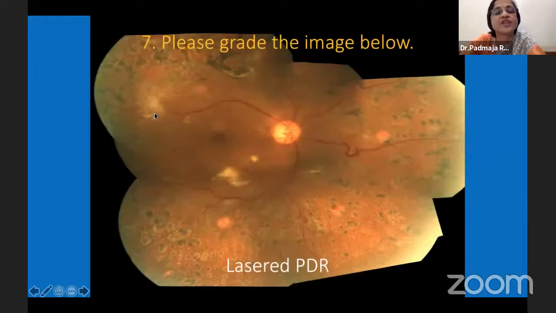You are not seeing any fresh hemorrhage. You can see the new vessels, the flowers, have actually become white because of the laser. It is a kind of stable. So it's a lasered PDR. Very good.